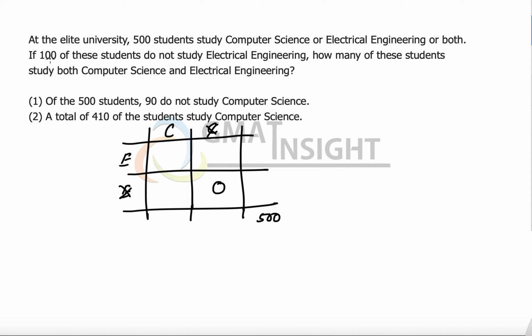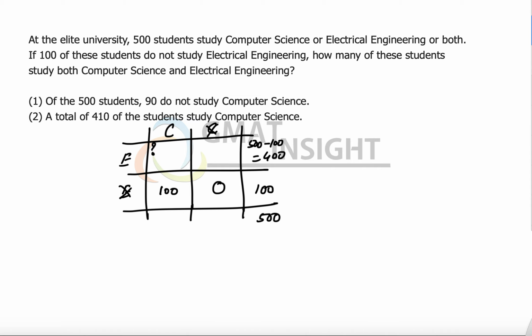Now, if 100 of these students do not study electrical engineering, so this number becomes 100, which means the number above becomes 500 minus 100, that is equal to 400. And because we have 100 here and 0 here, the sum of these two numbers is supposed to be written here, so this number also becomes 100. Now, how many of these students study both computer science and electrical engineering? So we have to find out the value of this region.